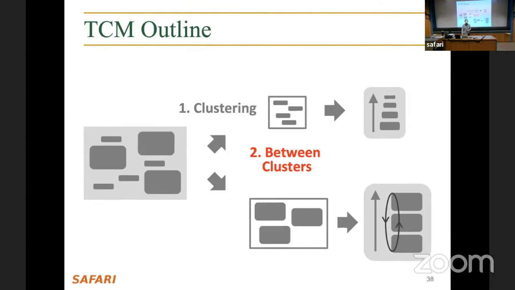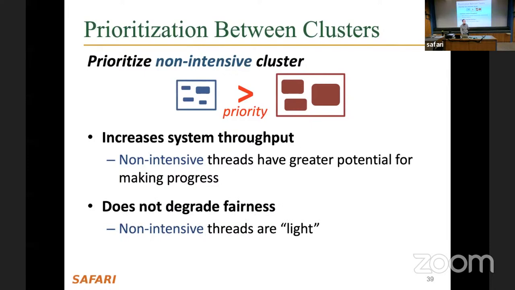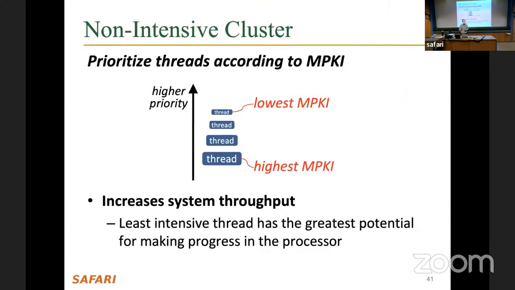Okay, between clusters, as I said, you prioritize the non-intensive cluster because hopefully non-intensive threads have greater potential for making progress, as we have discussed. And this doesn't degrade fairness because if you identify these threads, well, they're light. They rarely interfere with intensive threads. Inside the non-intensive cluster, the scheduling policy doesn't matter too much, but to preserve parallelism awareness, we rank threads like this. The lowest MPKI thread gets ranked higher. Again, the rationale is the least intensive thread has the greatest potential for making progress.